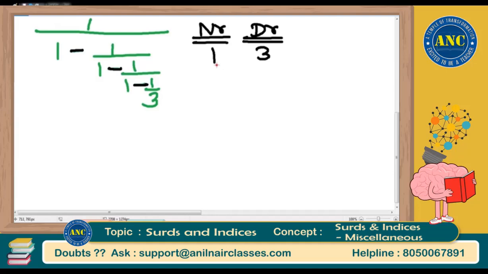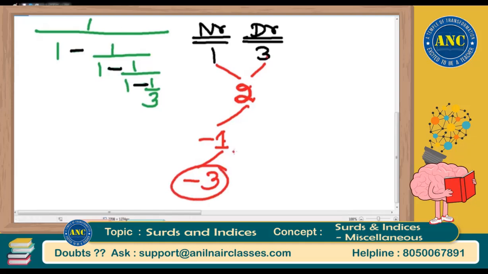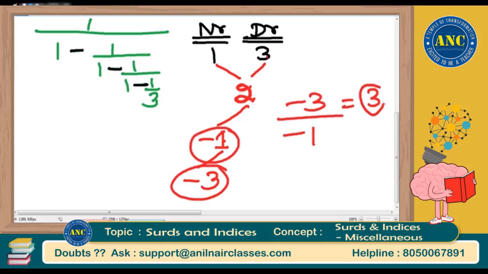Can I say that the difference of 1 and 3 is 2? Right? 3 minus 1 is 2. Next, 2 minus 3 is minus 1. Next, 2 times over. Minus 1 minus 2 is minus 3. Last term divided by last but one term. Minus 3 divided by minus 1. Answer should be 3.